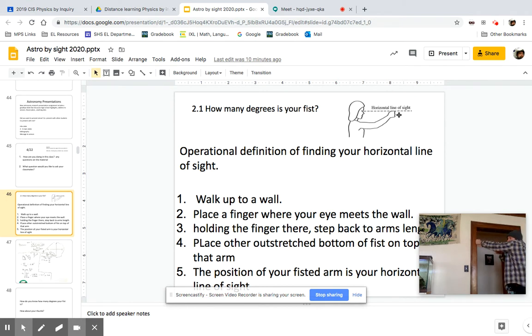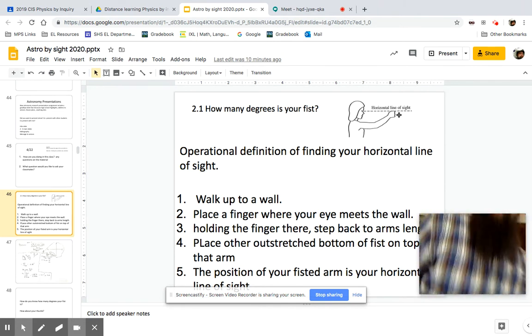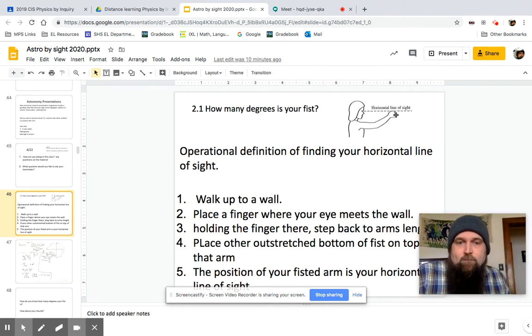So what you want to do is figure out how many degrees your fist is. So what do we know about angles? We know that a right angle, so going from here to here, is going to be 90 degrees. So you want to figure out how many fists fit in 90 degrees. So I got 1, 2, 3, 4, 5, 6, 7. Straight up is about 7. So it's 7 for me. So that's where my fist is.